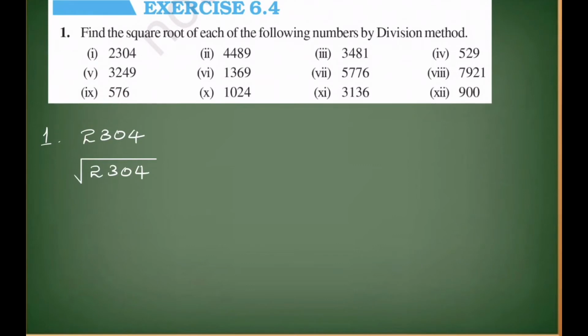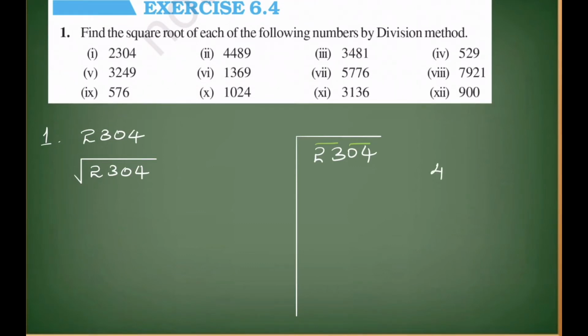Exercise 6.4. First question. Find the square root of each of the following numbers by division method. Square root of 2304. Now, let us pair up from the right. Step 2. Let us find the number whose square is less than or equal to 23.